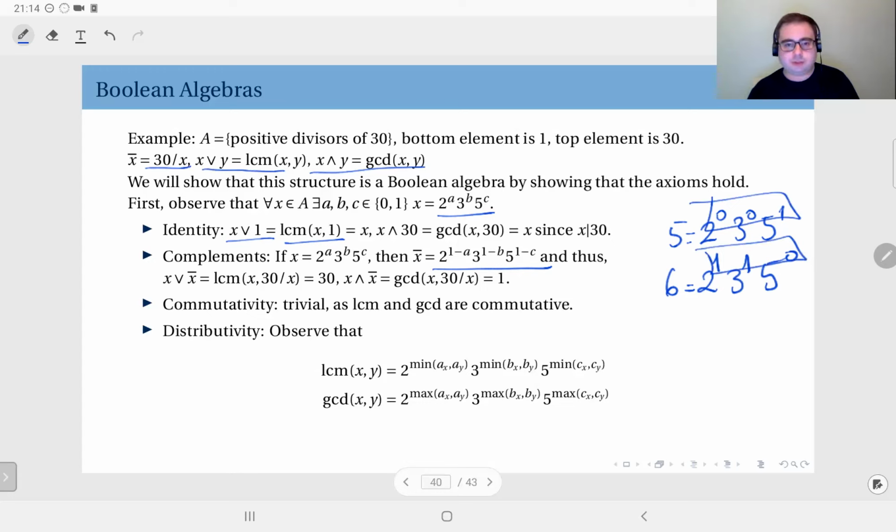So this is how you compute the complements. And when you join x with its complement, you are looking at the least common multiple of x with its complement. But due to this observation, x and its complement have no common divisors, right? They are relatively prime. They do not share any divisors because whatever I see in x as a factor doesn't appear in the complement, and vice versa. So their GCD, greatest common divisor, must be 1, and their least common multiple must be their product, which is 30. So complements is also satisfied.